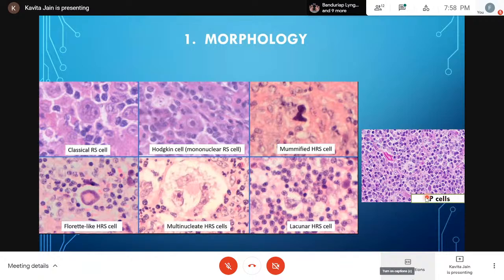Now LP cells, if you can just make out, are the cells which resemble what you must have heard called popcorn cells. They resemble the exploded kernel of corn. And they are polylobate, multilobate with small prominent nucleoli. So again, neoplastic cells are 0.1 to 10% of the cellular infiltrate.